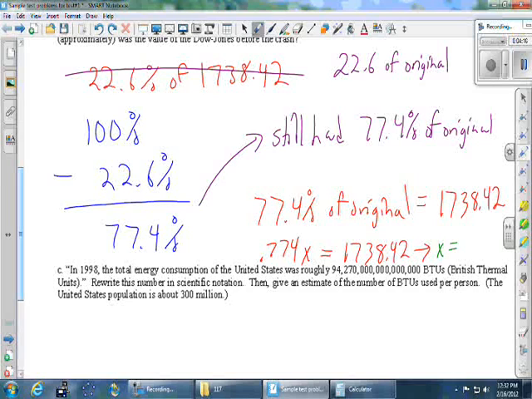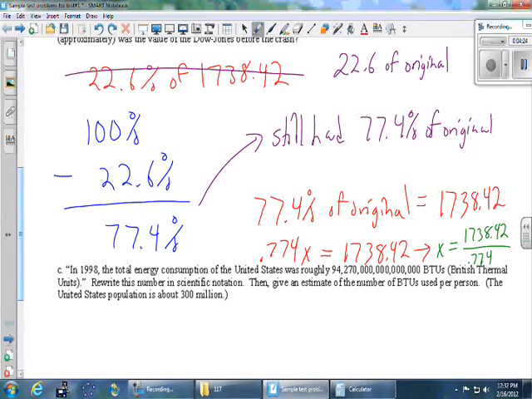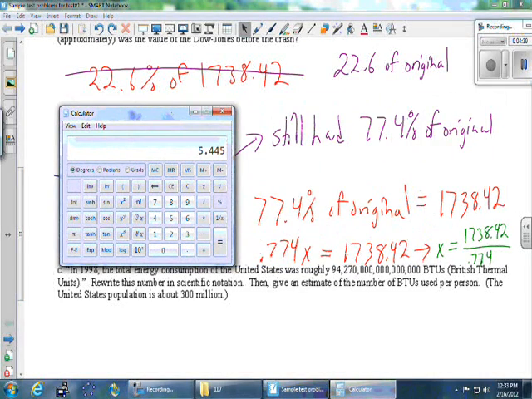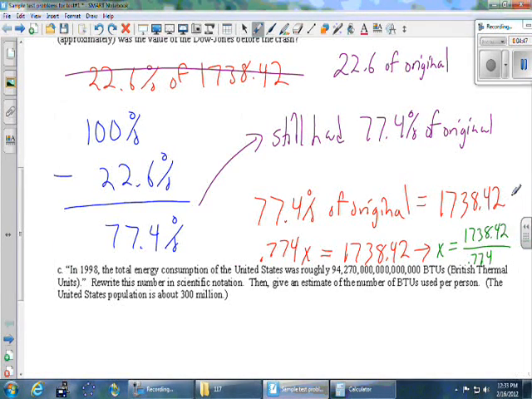Which means that x, we need to divide both sides. 1738.42 divided by 0.774. So we'll do that division over here. And we end up with about 2246. So that many points is roughly what the stock market was worth before the crash on that day.